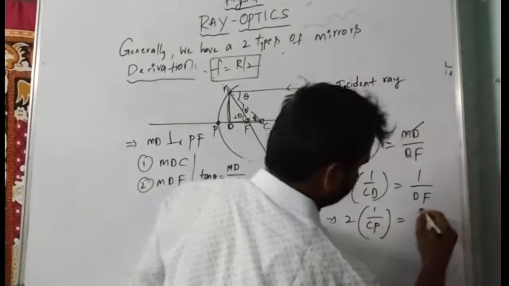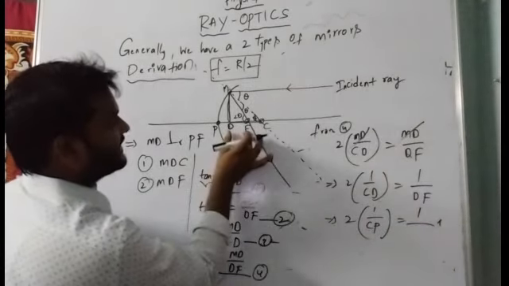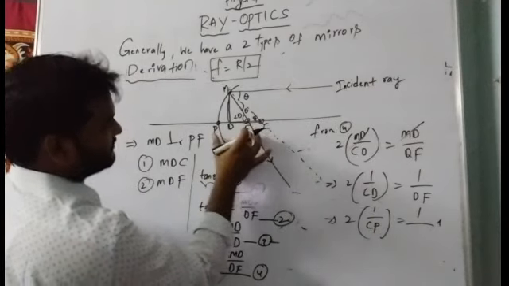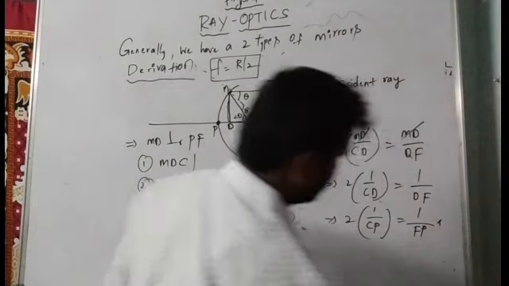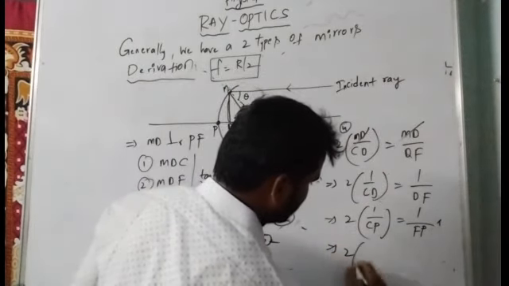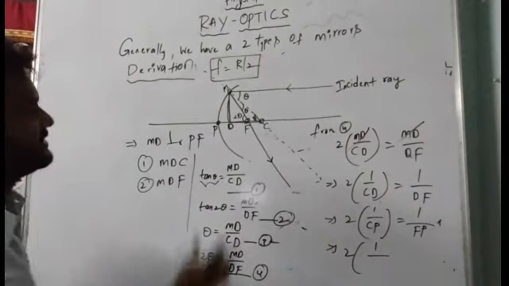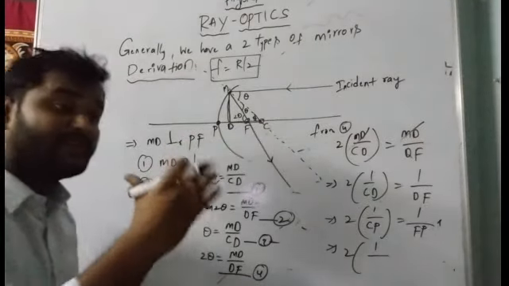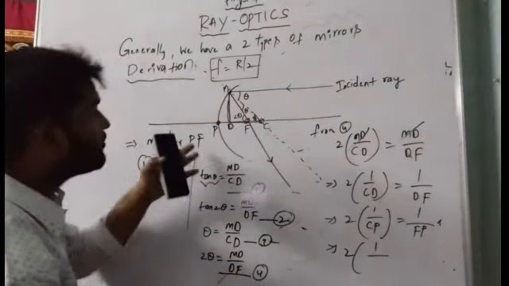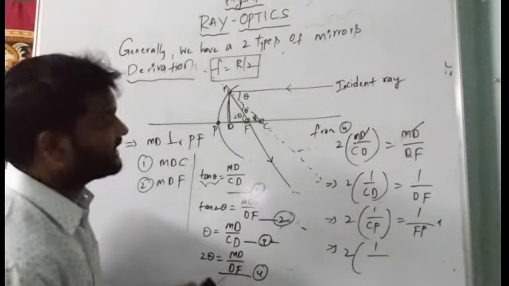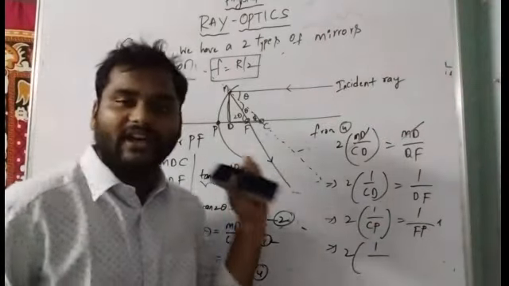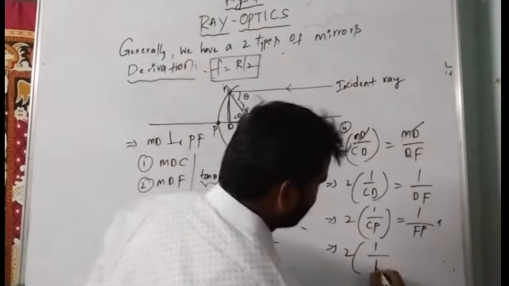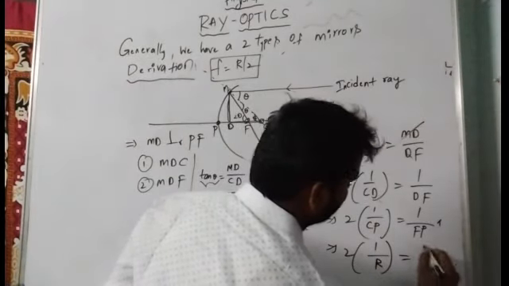1/CP is equal to 1/DF. Here DF we can equate to FP, so it is equal to FP. So that implies 2 into 1/CP. The distance between the center of curvature and the pole is known as the radius of curvature.